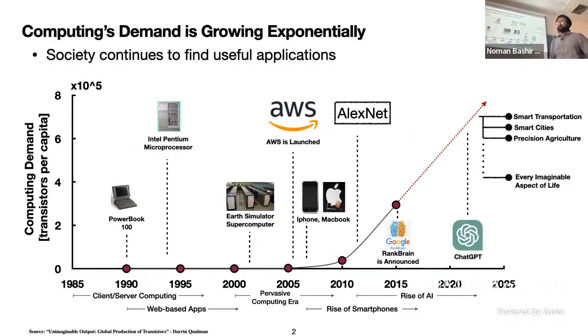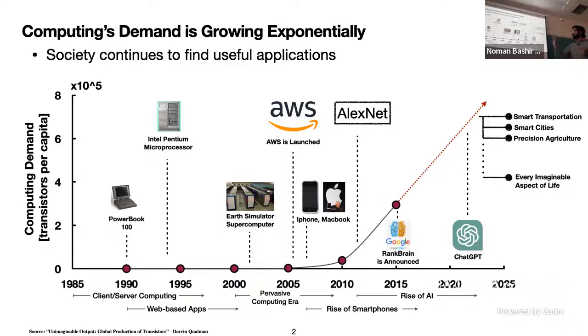Okay, so we all know that the demand for computing has been growing exponentially over the last decades or so, and it is going to accelerate even further. In this graph, I have time on the x-axis and transistors per capita sold in a given year as a proxy for computing demand on the y-axis. And I have augmented this graph with some of the key inventions that happened over the course of a year.